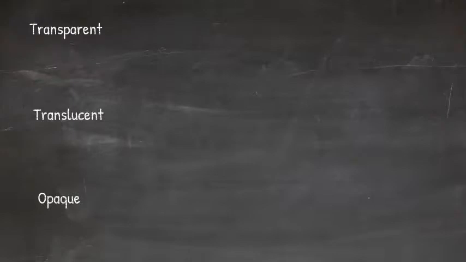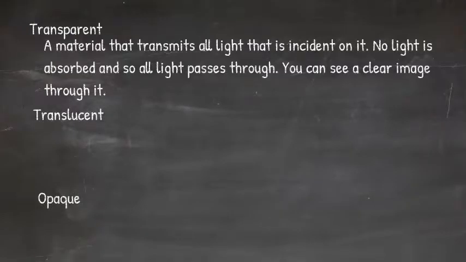There are also three key words you must learn: transparent, translucent, and opaque. A transparent material is a material that transmits all light that is incident on it. No light is absorbed, and so all light passes through. You can see a clear image through it.